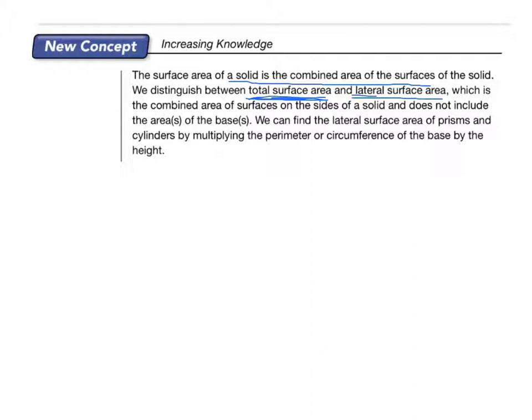But the lateral surface area is the combined area of the sides of the solid and does not include the area of the bases. So it doesn't include the top or the bottom. It's just the area of the sides. We can find the lateral surface area of prisms and cylinders by multiplying the perimeter or the circumference of the base by the height. And I'll show you an example of that. So this needs to be in your notes.